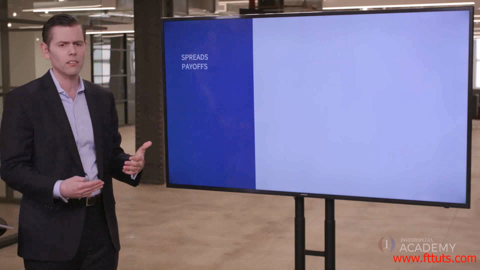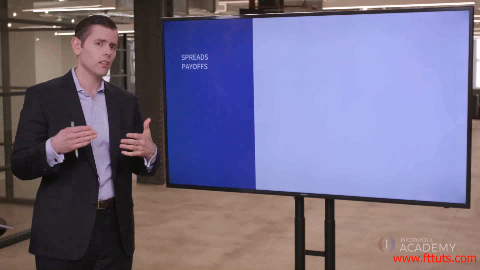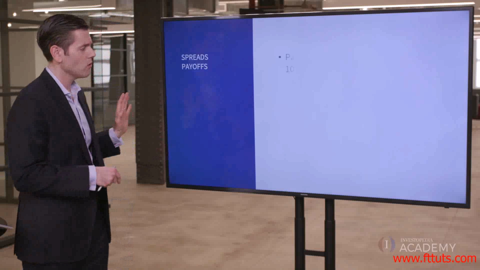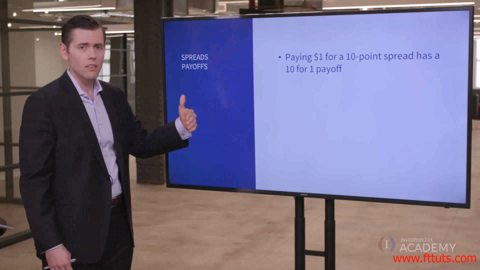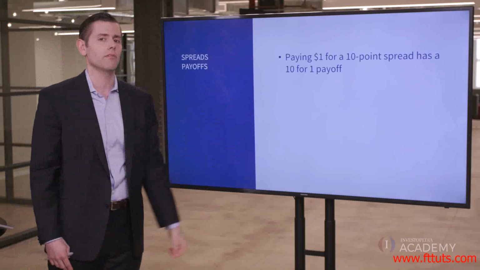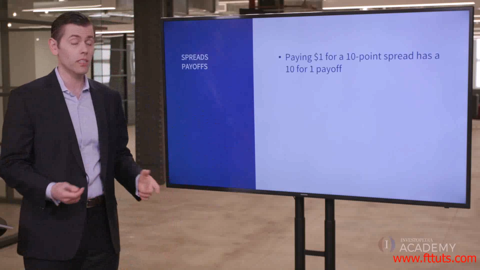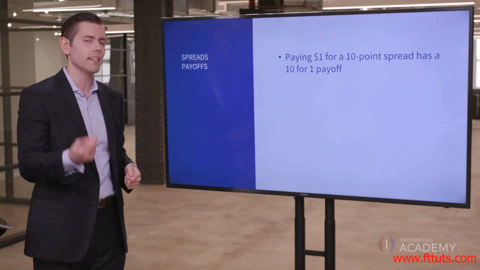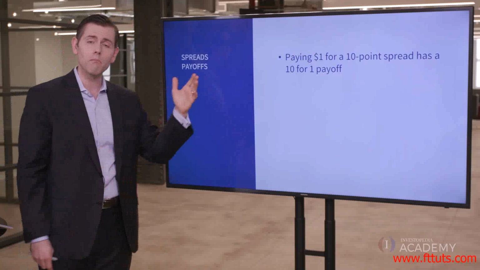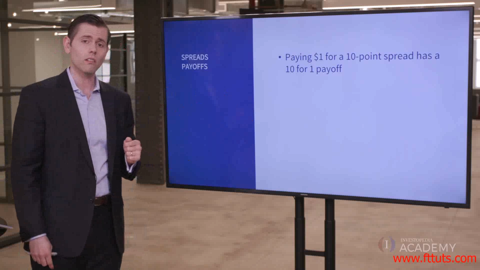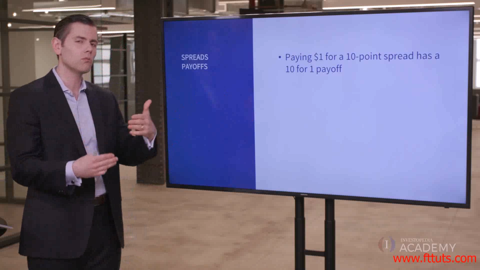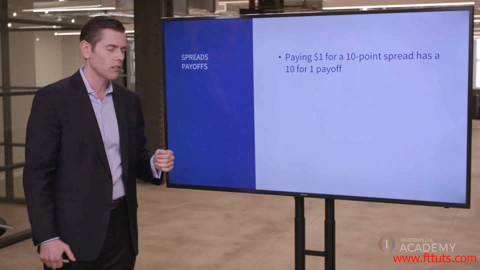Now let's talk about payoffs, because that's one of the fundamental things about spreads that people like. An easy example would be paying $1 for a 10-point spread. It's a 10-for-1 payoff. Now, we would all love to do that. We'd love to go out, spend $1 in hopes to make 10. But the question you've got to ask yourself is, how likely are you going to make money on that spread? Well, it actually might be low probability. And as we go through the course, we'll go into why that might be the case.